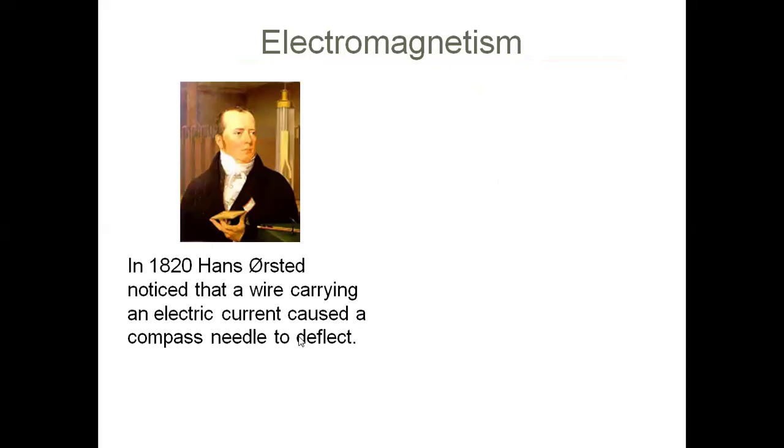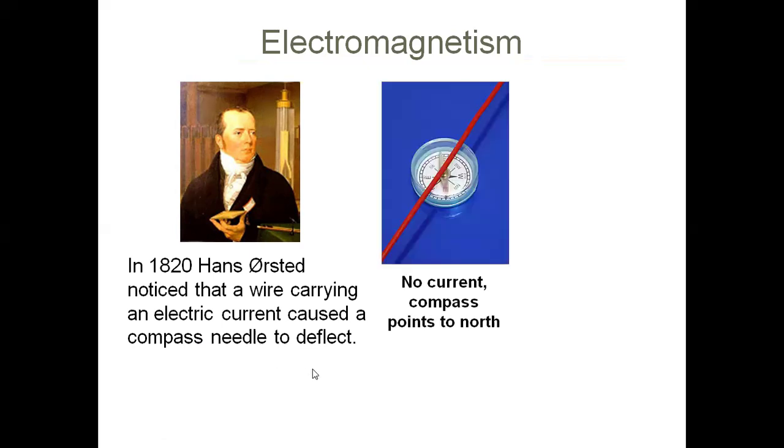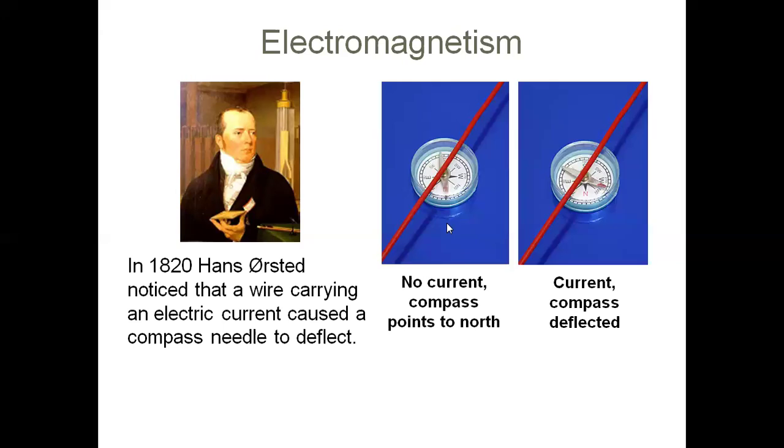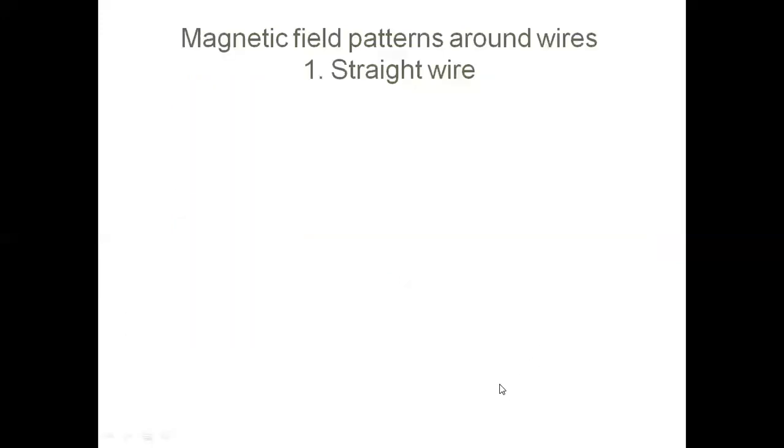Hans Ørsted in 1820 noticed that a wire carrying an electric current caused a compass needle to deflect. Without a current, the compass needle points to geographical north. But when the current is there, the magnetic field is different. The compass needle is deflected, and it indicates the field due to the wire through which current is flowing.